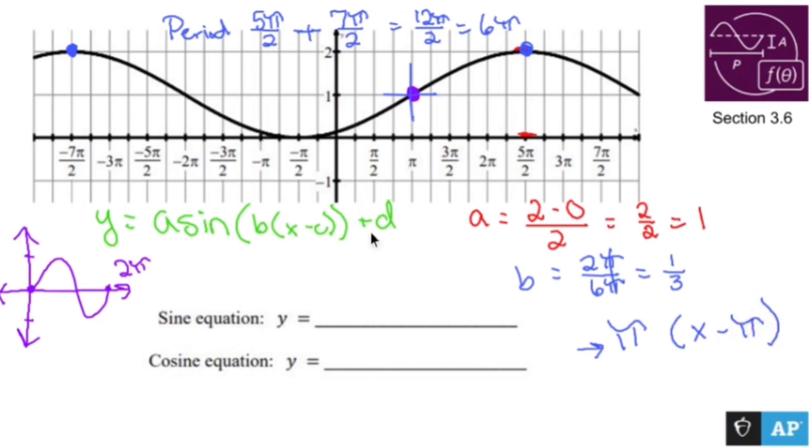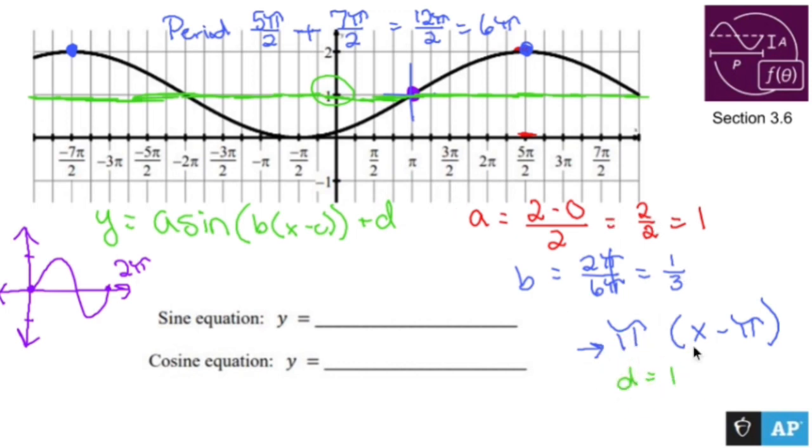The way that you find d is by doing the midline, which I kind of already created, but let me write it out a little bit further. The midline is the horizontal line that cuts my wave in complete halves. Whatever y value that horizontal line goes through is going to be your midline, which is going to be your d. So in this case, d is 1.